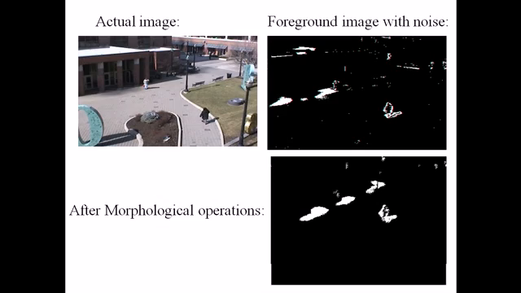This is an actual image. The actual image after background subtraction gives the foreground image with noise. In order to remove the noise, we apply morphological operations. After the morphological operation, the noise of the foreground image is removed.